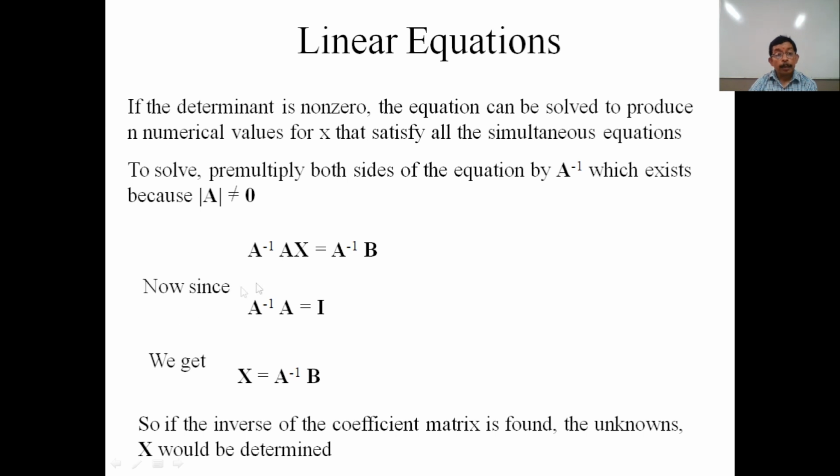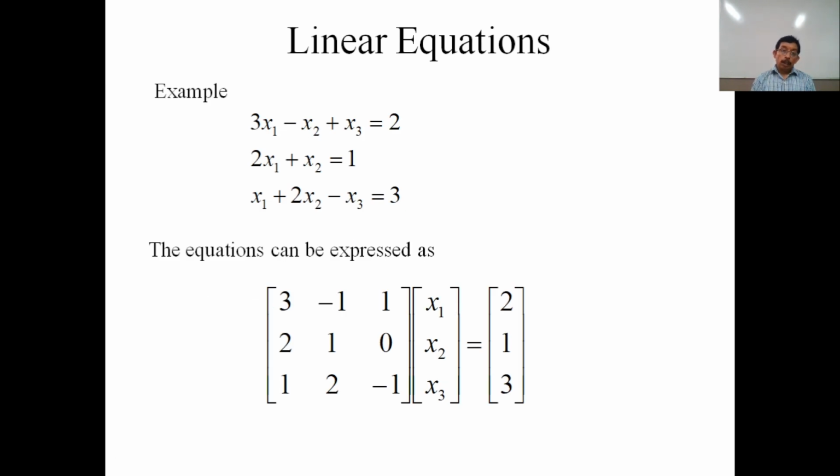First we multiply both sides by A inverse. Then A inverse A is equal to I, we know that. Then X = A inverse B is the solution of the linear equation. First we find A inverse with the help of the coefficient matrix A, and then multiply by the constant matrix B. Then we find the result of X, the unknown values. Is it clear, everyone?